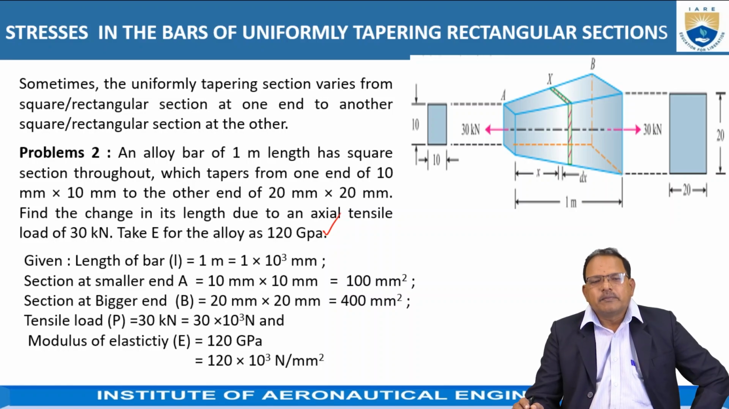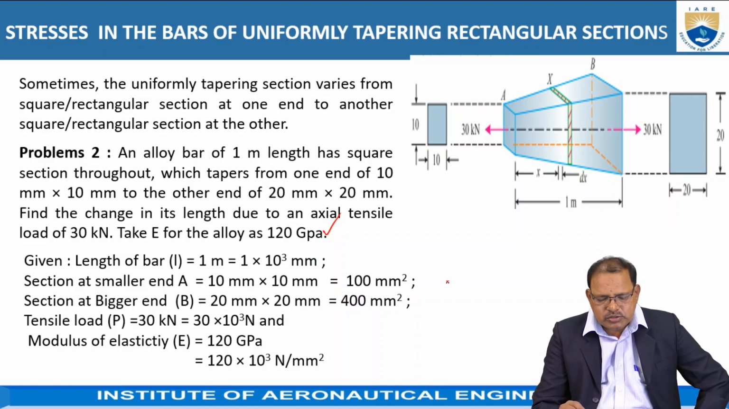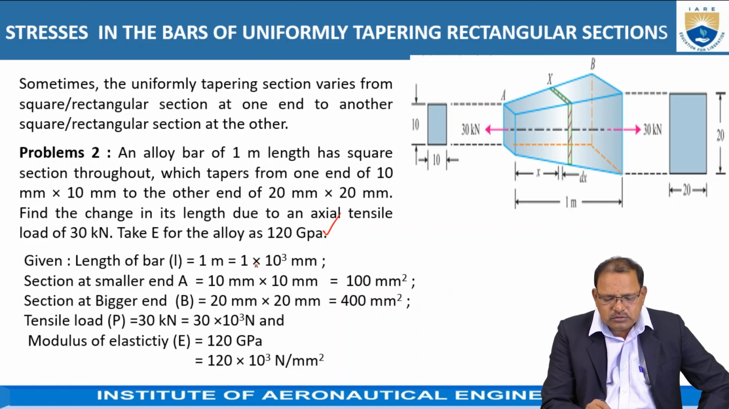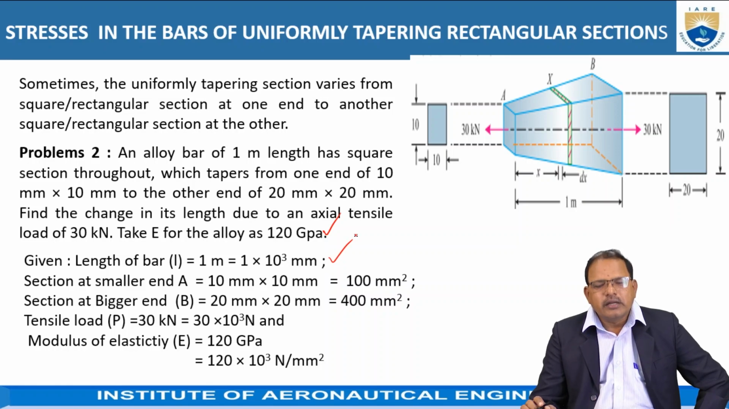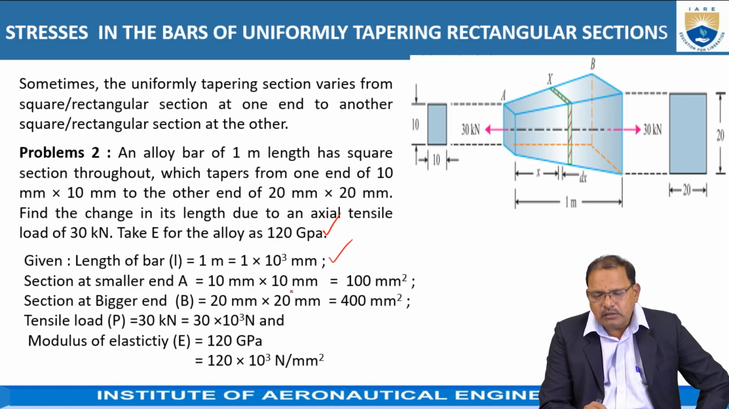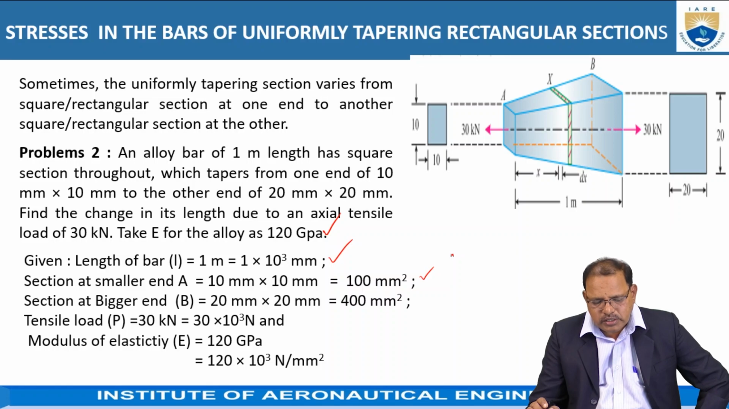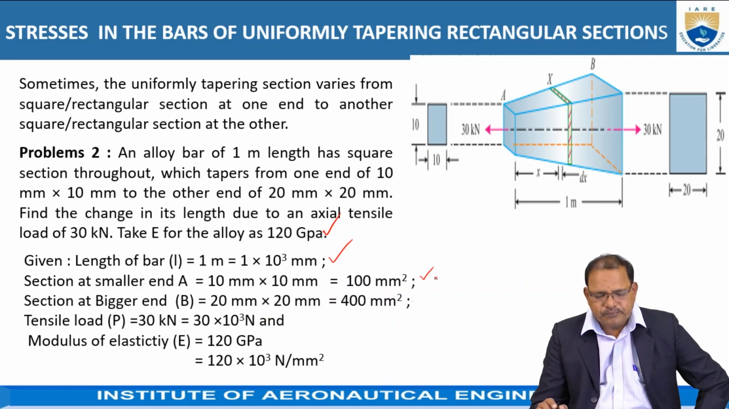Here the given data in the problem is the length of the bar, which is equal to 1 meter. We are converting all the dimensions into millimeters, which is equal to 1 into 10 to the power of 3 mm. The section at the smaller end is 10 mm by 10 mm, so the area is equal to 100 mm square. The section at the bigger end is 20 by 20, so the area is equal to 400 mm square.